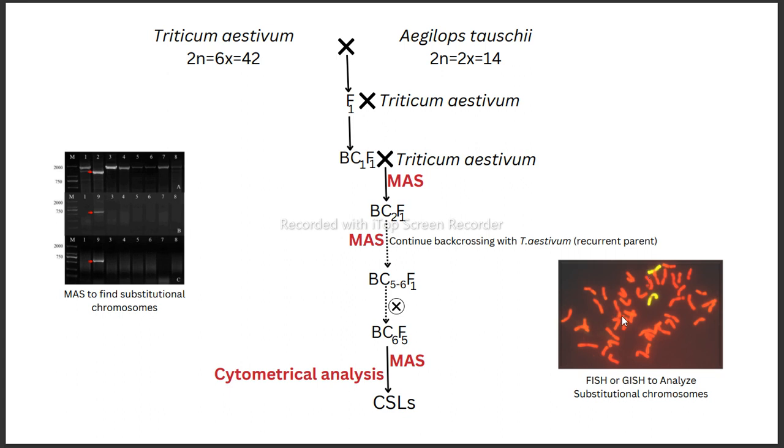So these techniques can be performed in developing chromosomal substitution lines. At the end of this whole scheme, we will attain chromosomal substitution lines in the field that can be utilized for future purposes. So this is the methodology for developing chromosomal substitution lines. We have discussed one part.